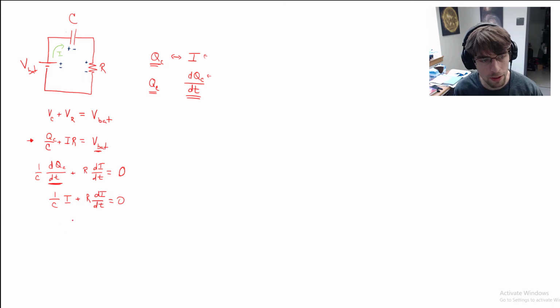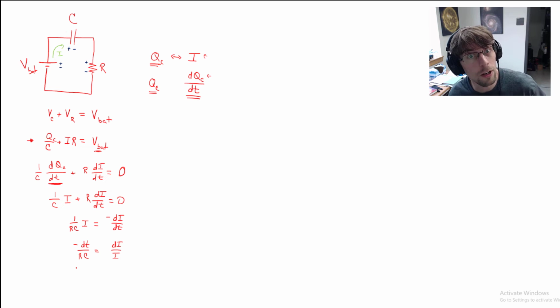And you're probably already way ahead of me. So we have something like, okay, well, I'll move the 1 to the other side. So I have (1/RC) I equals negative dI/dt. And let's get the I's on one side and the t's on the other. So I have a negative dt over RC equals dI over I. Sweet. We better think about our integration limits for a moment.